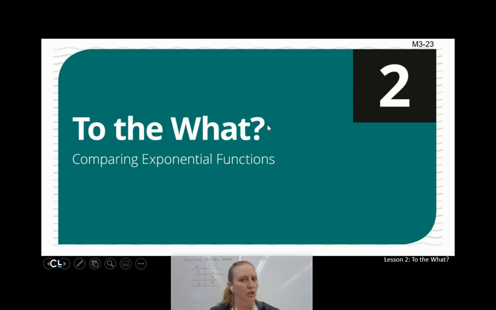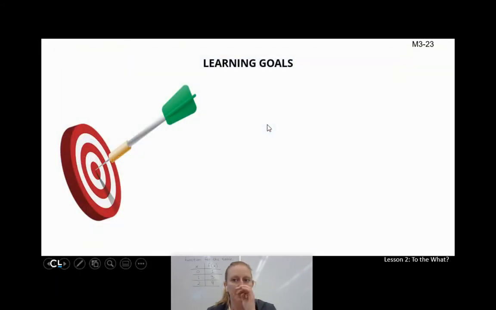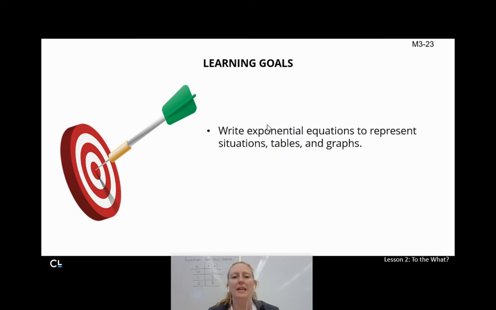So we have a few learning goals, obviously. First of all, we're going to write exponential equations to represent situations, tables, graphs. Remember, to write it, all you need is a y-intercept and a common ratio, and you can write the exponential function. So we'll be looking at our situations, tables, graphs, and sorting that out.